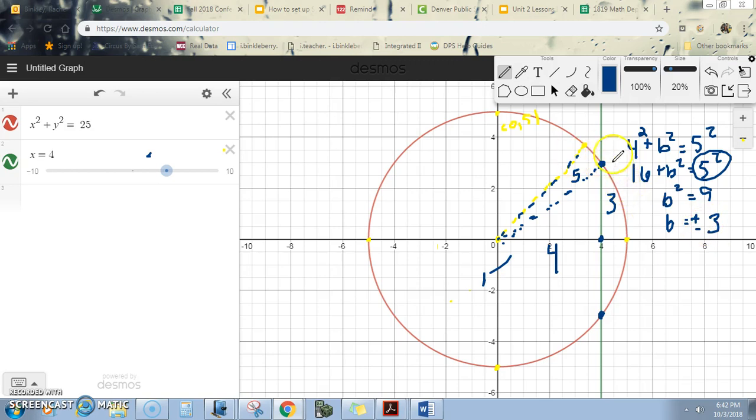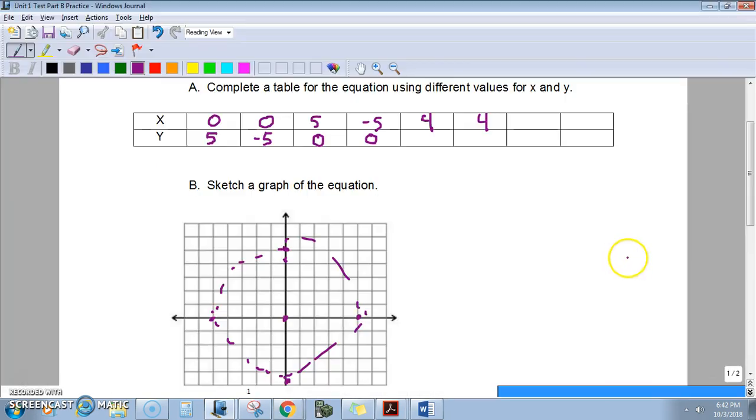So if this is 3 from here to here, I know this is going to be the same, except it's going to be negative 3. So I have 2 more points for my table. I have positive 3 and I have negative 3. Now, I know what you're going to say. Does that mean if I make x 3, I'm going to have 4, and negative 4 is my output?